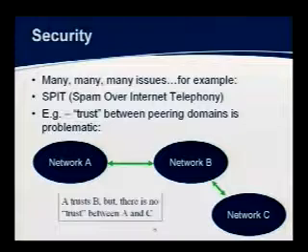Another issue that is of concern is trust between domains, where in the peering world we can have domains basically peering with each other. In this example on this slide, network A and network B may trust each other, and network B and network C may trust each other, but A and C may not trust each other.